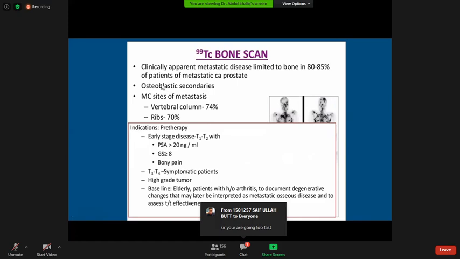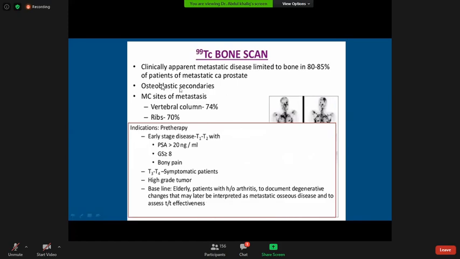The bone scan is used to see osteoblastic secondaries in the bone. Most commonly it is the vertebral column, and the ribs are second to the vertebral column. Spinal cord involvement and the rib. The indication of the bone scan is before therapy, to start either the decision of the radiotherapy, or the bone scan is important before therapy.